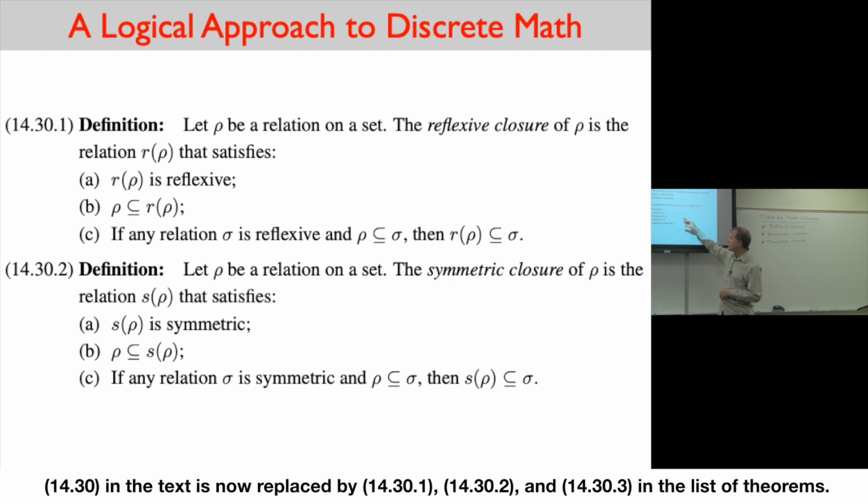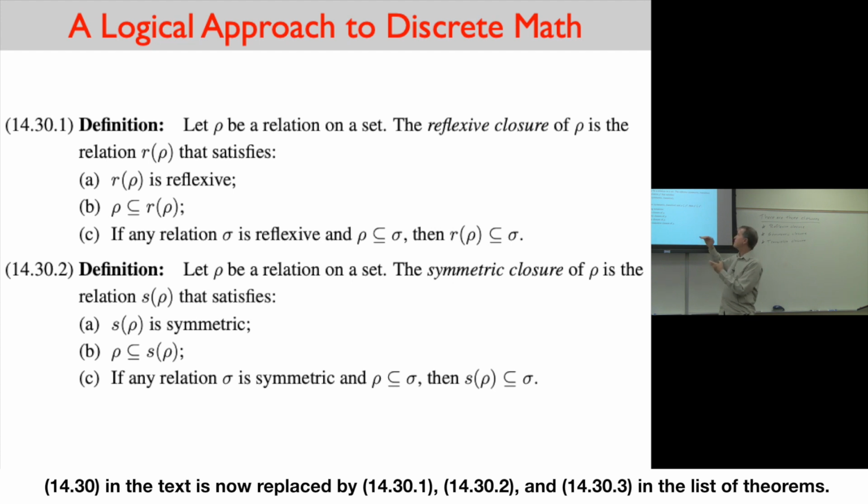The reflexive closure of rho is the relation rho prime that satisfies A, rho prime is reflexive. B, rho is a subset of rho prime. C, if rho double prime is reflexive and rho is less than or equal to rho double prime, then rho prime is a subset of rho double prime. Okay. So that's the definition of reflexive closure.